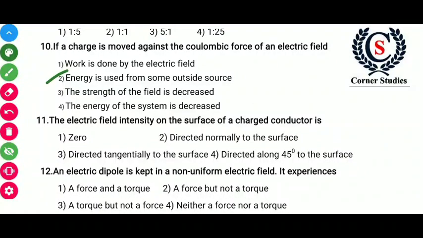Next question. The electric field intensity on the surface of a charged conductor is: 0, directed normally to the surface, directed tangentially to the surface, directed along 45 degrees to the surface. Answer: directed normally to the surface.